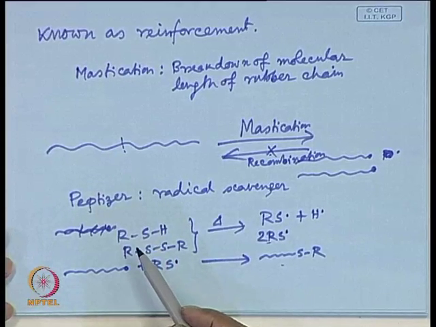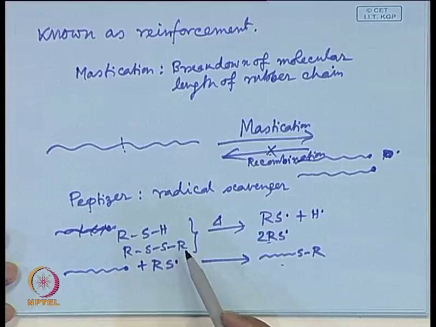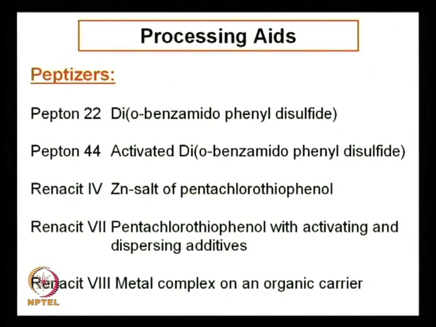Here you see the chemical compounds: diorthobenzamidophenyl disulfide, activated diorthobenzamidophenyl disulfide, or zinc salt of pentachlorothiophenol with activating and dispersing additives, metal complex on an organic carrier. These are used as peptizer molecules and are commercially available in the market.